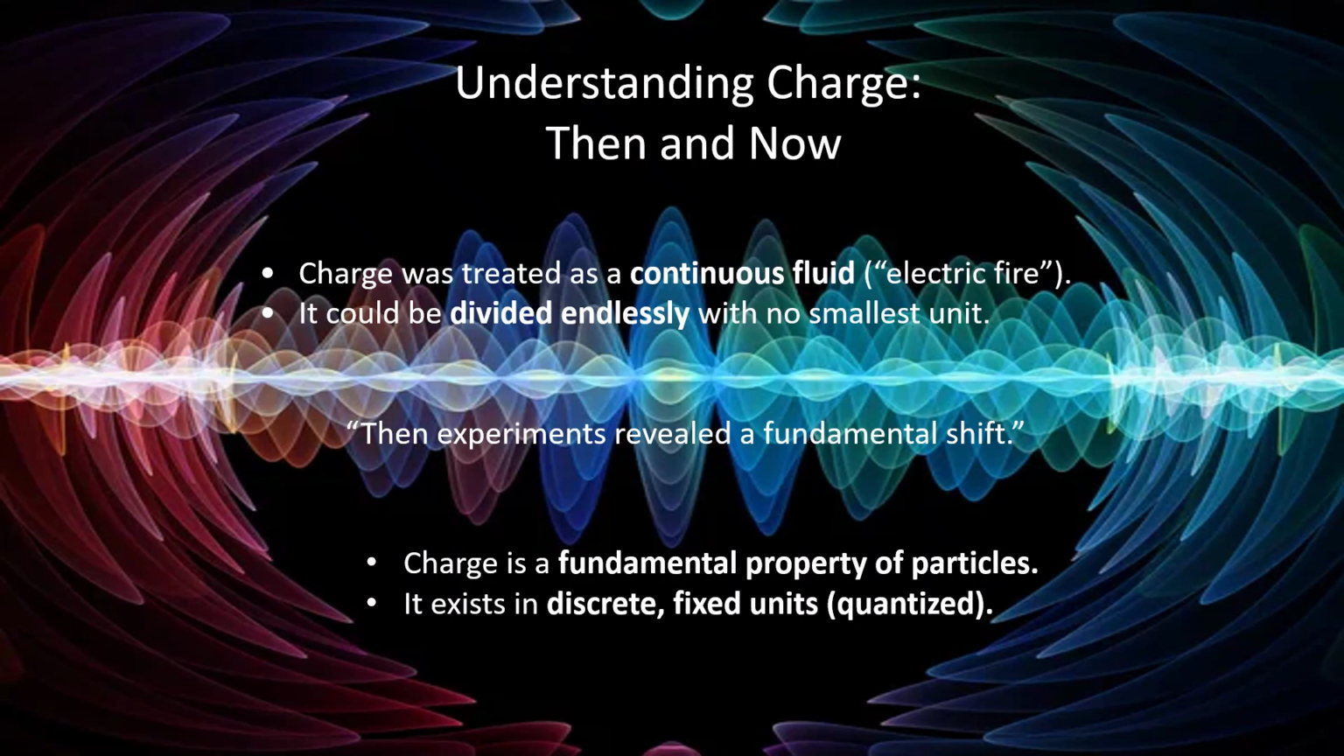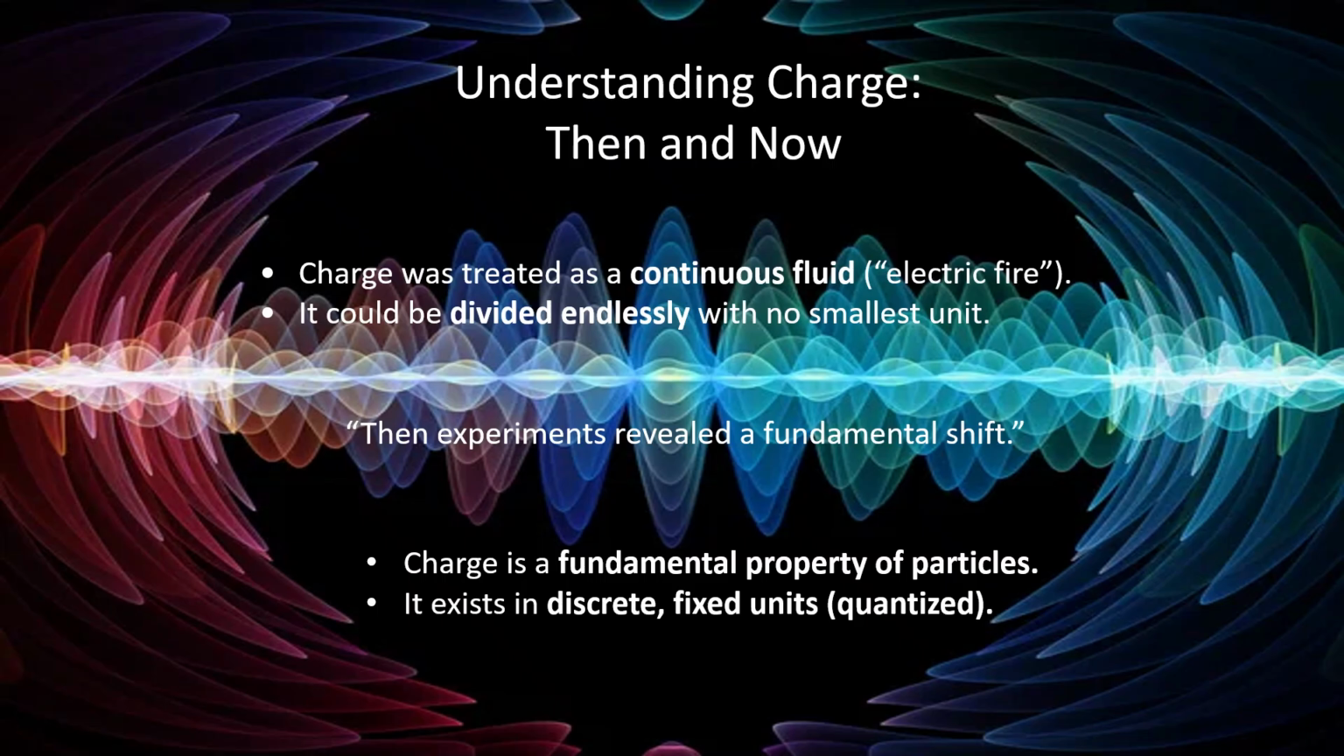Let's take a quick journey through how our understanding of electric charge has evolved. In the 18th and 19th centuries, scientists believed charge was a kind of physical fluid. Thinkers like Benjamin Franklin imagined it as electric fire flowing through objects. If something had more of this fluid, it was positively charged, and if it had less, it was negative. Since it was treated like a fluid, they believed charge was continuous, divisible without limit. At that time, charge was simply something responsible for sparks and attraction.